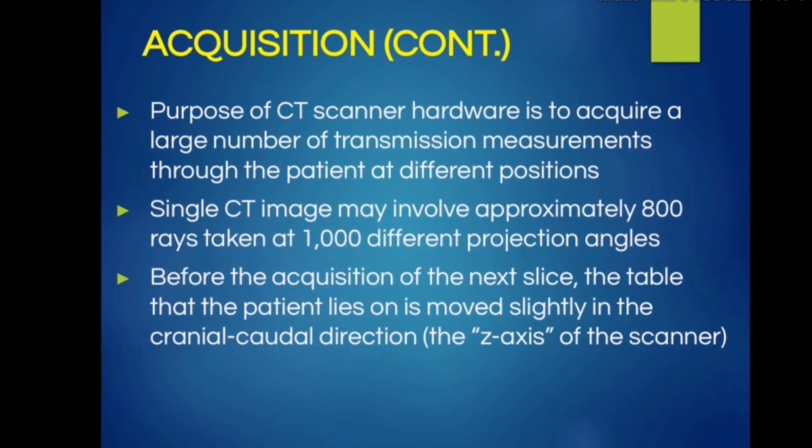The purpose of CT scanner hardware is to acquire a large number of transmission measurements through the patient at different positions. A single CT image may involve approximately 800 rays taken at 1,000 different projection angles. Before the acquisition of the next slice, the table that the patient lies on is moved slightly in the cranial-caudal direction.